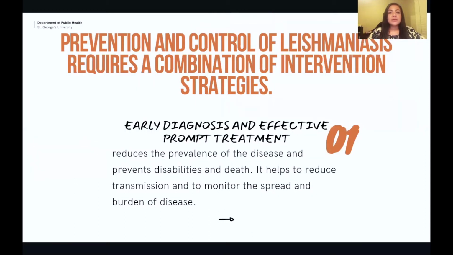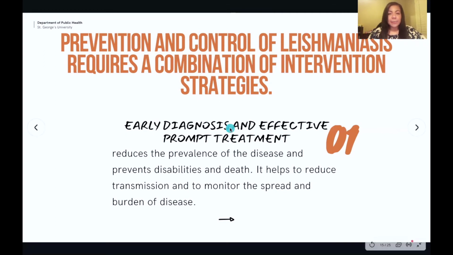So what can be done globally or at the population level to help prevention and control of Leishmaniasis? It requires a combination of interventions and strategies because transmission occurs in a complex biological system involving the human and animal reservoir host, the parasite, and the sandfly vector. So key strategies for prevention are early diagnosis and effective treatment. This reduces the prevalence of the disease and prevents disabilities and death. It helps to reduce transmission and to monitor the spread and burden of disease.